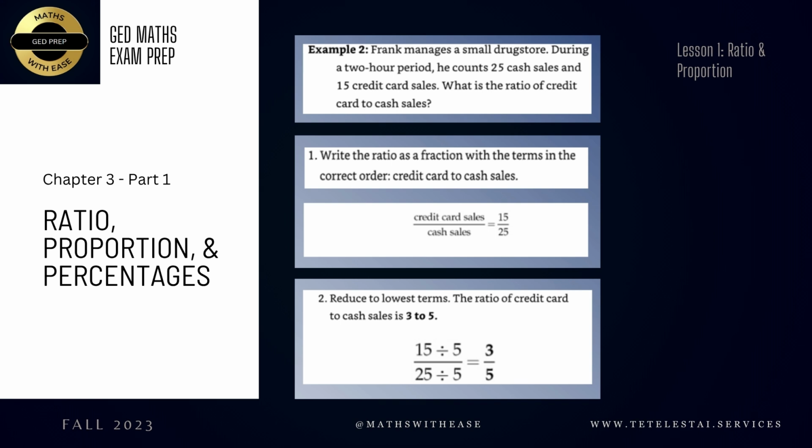15/25, or you can write it using a colon, 15:25, right? So here's our ratio. And now we want to reduce that ratio to the lowest terms. We can quickly recognize, looking at 15 and 25, that they share a common multiple of 5. So you would divide 15 by 5, which gives you 3, and 25 by 5, which gives you 5. And now we have our ratio in its lowest terms, 3/5.